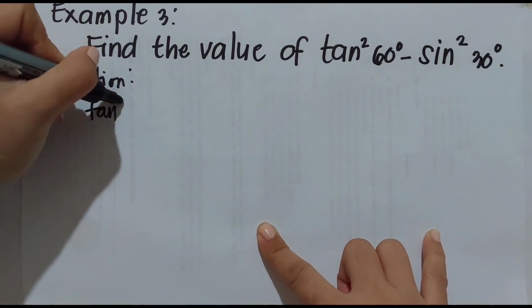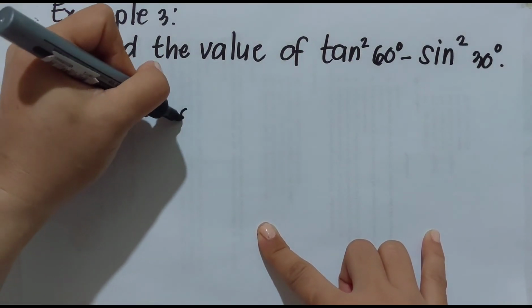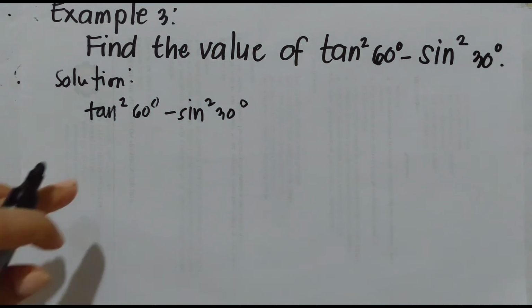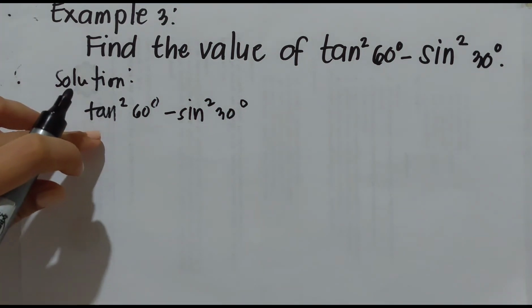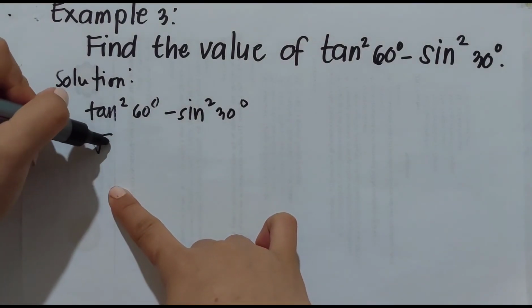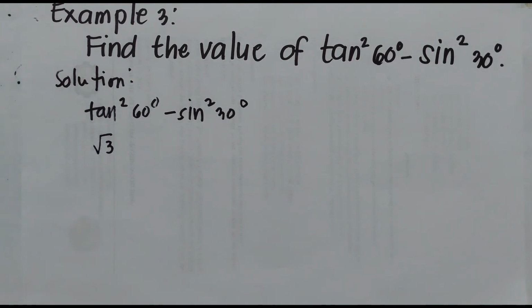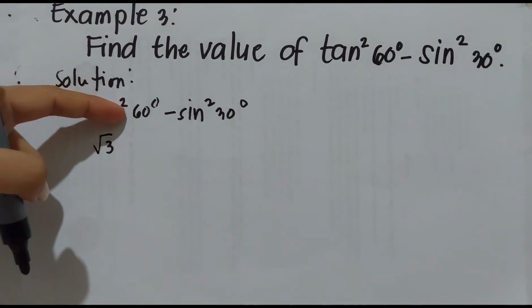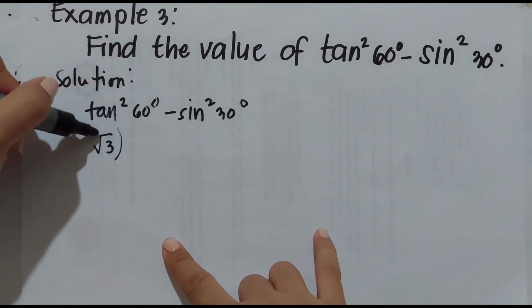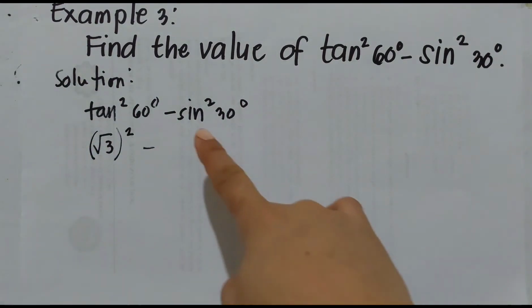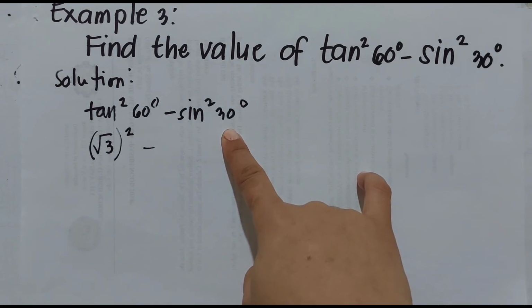So, tangent square 60 degrees minus sine square 30 degrees. Okay. Pila man ang value ni tangent 60 degrees? That is square root of 3. Okay, tan-awa sa table. Tangent 60 degrees is square root of 3. But as you can see, ang tangent kay square, gi-square siya, exponent of 2. So that also means ang square root of 3 i-raise nato to the power of 2. Minus sine 30 is equal to 1/2.